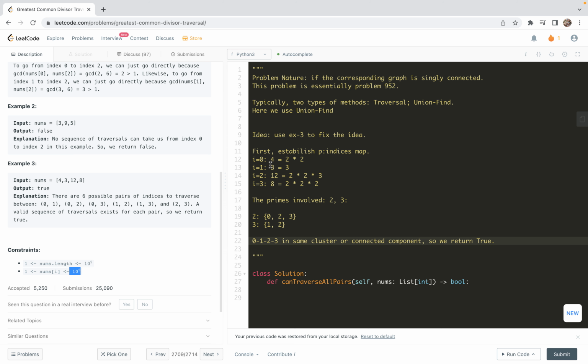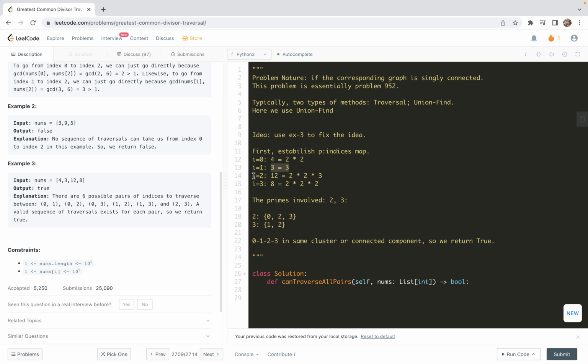Here the problem nature, as we mentioned, is to determine if the corresponding graph is singly connected. You can also look at problem 952. Essentially the two problems are the same. When we talk about connected components, there are typically two types of methods. One is traversal, the other is union find. Here we are going to use union find. We find that union find is very natural for this problem.